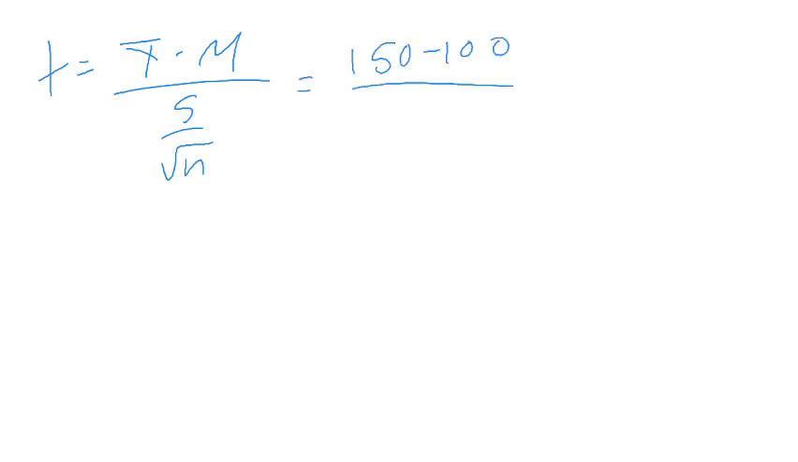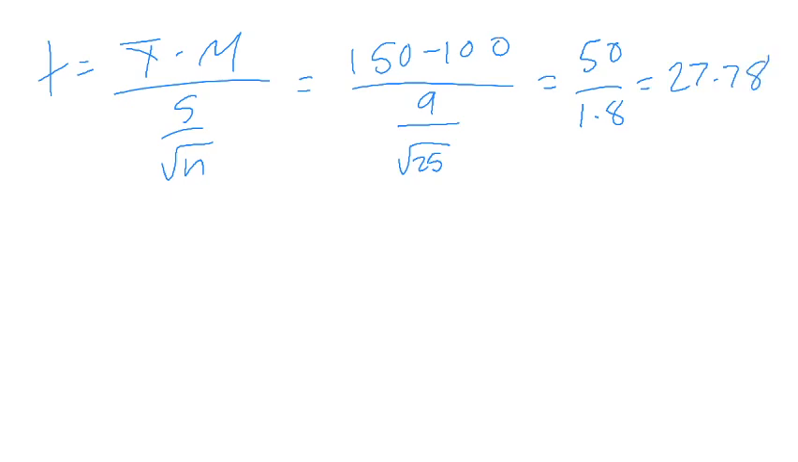We have x bar minus mu over the standard deviation of the sample over the square root of n. So we have a difference up top here, 150 minus 100, all over that standard deviation over the square root of n. And we end up with something like this. And my goodness, this is a pretty large t we find ourselves with here. 27.78.